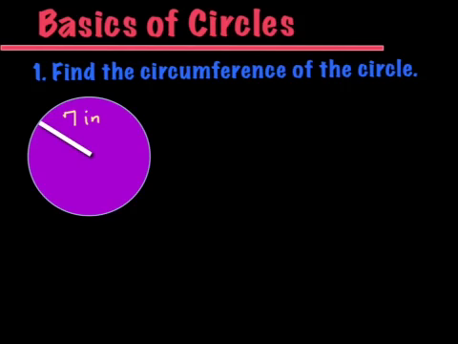Okay, be sure to write down your title and today's date, and write the directions, draw the picture. So we have to find the circumference of this circle. So let's go ahead and write down the formula again for circumference. It's C equals pi times the diameter.